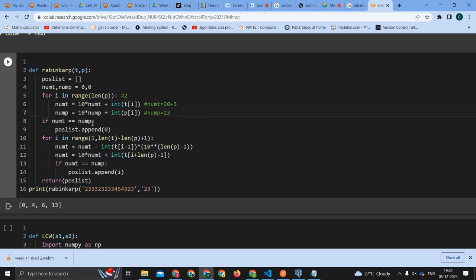Okay, good. So if num_t equals num_p, which means the pattern is there right at the beginning itself, so you're going to append 0, which means the position. At the 0th position you have a pattern match. Guys, are you able to follow this? Others, Pooja, Shibin, Anwar?